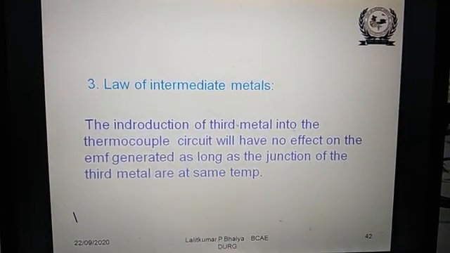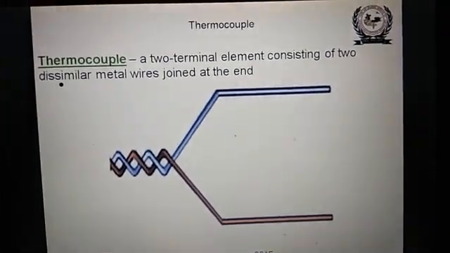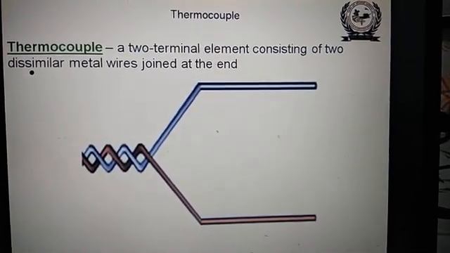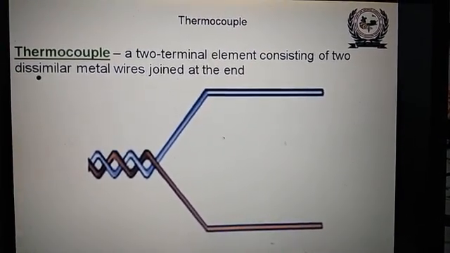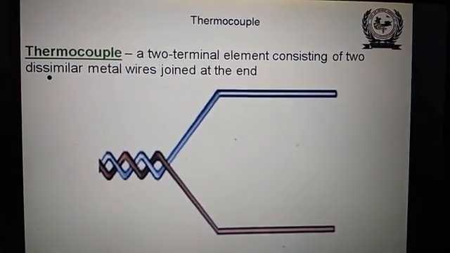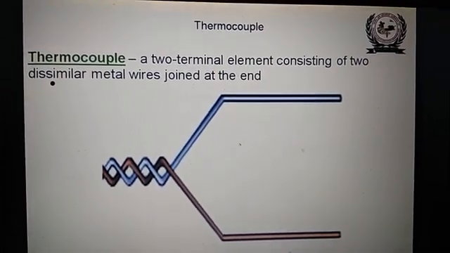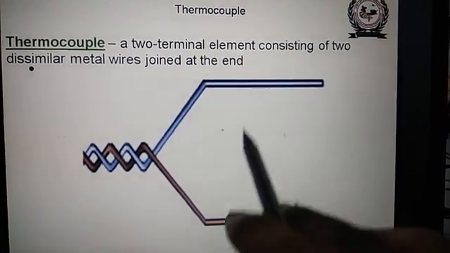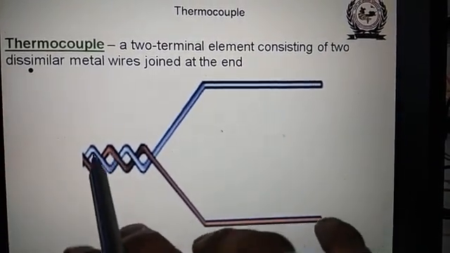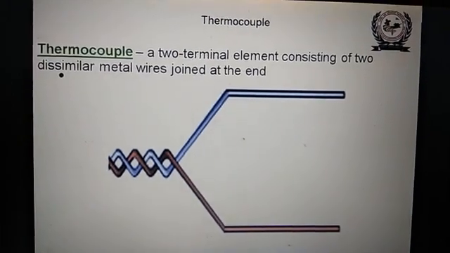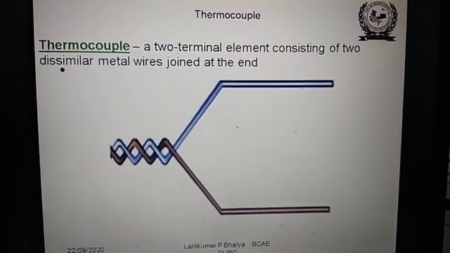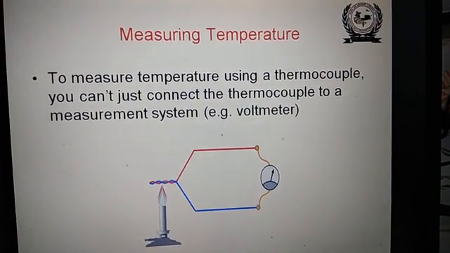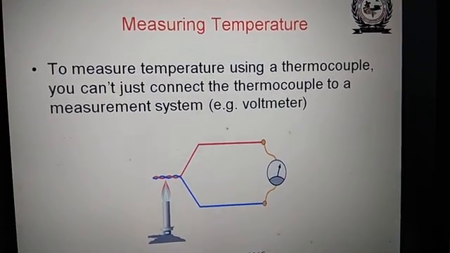So these are the three laws of the thermocouple, and this is the diagram of the thermocouple. You can see here a two-terminal element consisting of two dissimilar metal wires joined at the end. This is one metal, this is another metal, and they are joined at this end. This is called a thermocouple, made of dissimilar metals. And here is how it is measured with the help of a thermocouple.